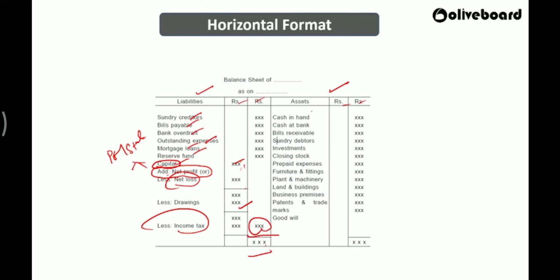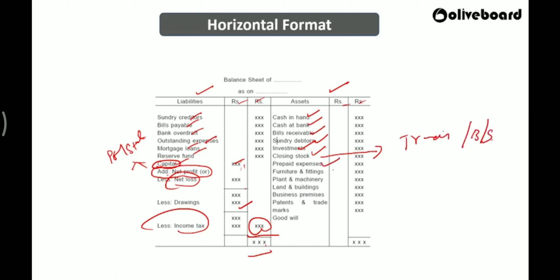Come to the asset side. Cash in hand, cash at bank balances, bills receivable, debtors, investments, whatever the company has invested, whatever the organization has invested, their closing stock. See guys, this closing stock will appear in two places. One will be in the trading account credit side and one will be in the balance sheet.